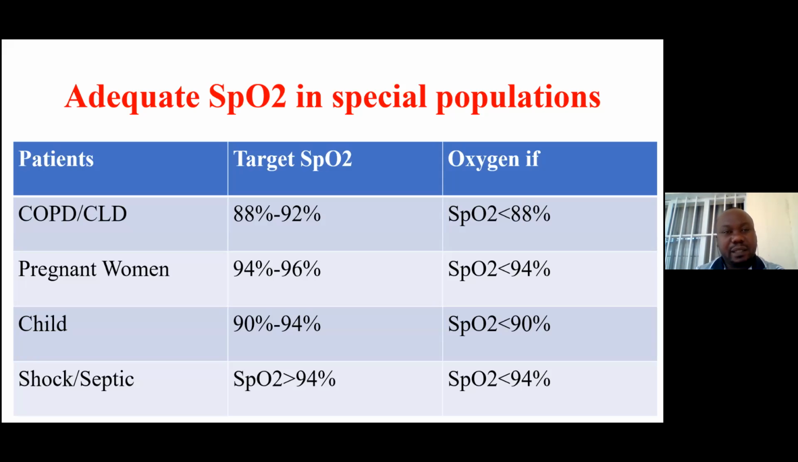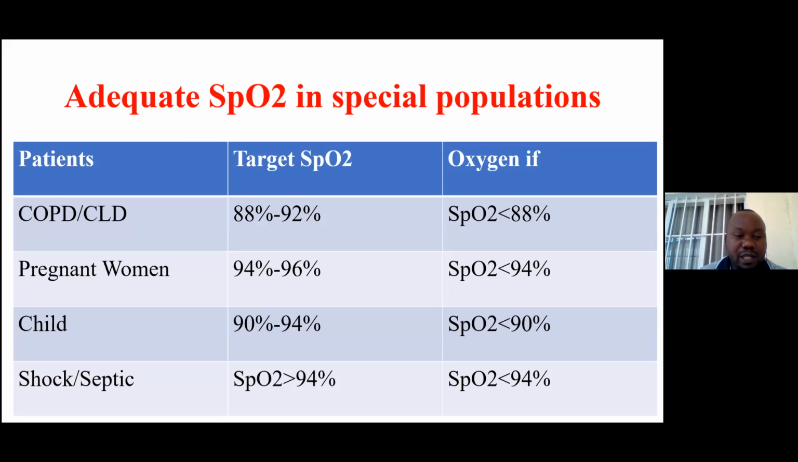He's explaining the adequate SPO2 target or goal in a special population. So here it means that when you are delivering oxygen, you have to think twice. In which case are you providing oxygen, and when you provide it, you have to know in which case you are giving oxygen and how much oxygen you are going to give.